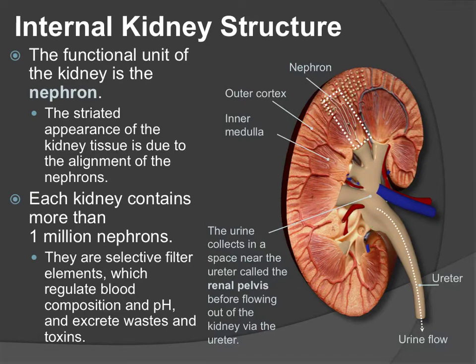This is called the renal pelvis. Don't worry about this word, it's really not that important. But basically it's where the urine leads from that place out to the ureters and then out to the bladder, where it will then exit the body. There are a huge number of nephrons within each kidney, and we're going to look at that structure in more detail now.